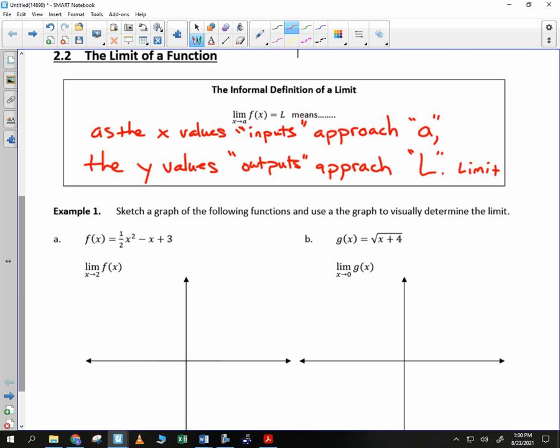So what we want to do is we want to calculate limits today. We want x to approach a value, and we want to see what the y value approaches. The limit is a y value. It's the output. Okay? Please take out your graphing calculator.